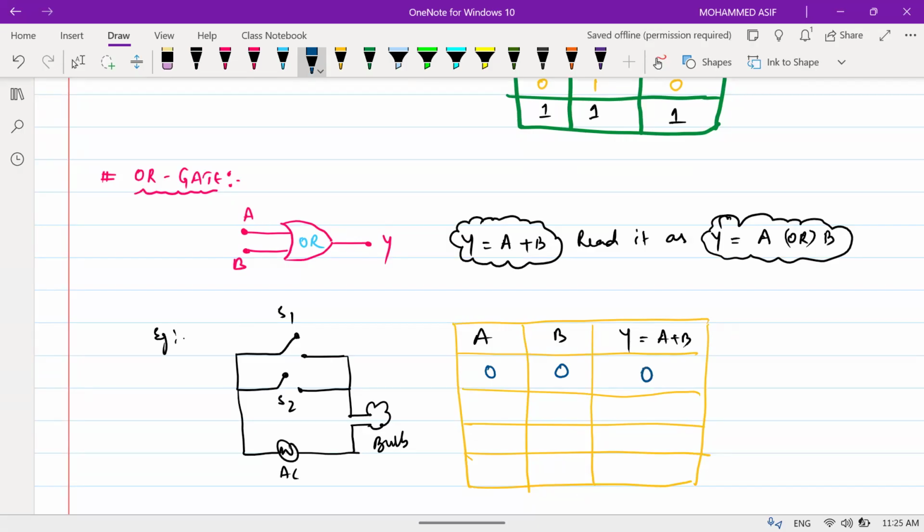If one is closed, that is, 1 and the other one is 0, and I close this one, is there a flow of current? Yes, from here there is a flow of current. It will directly go through this path and the bulb will glow. There is a complete circuit like this, so the output will be 1. In the second case, this one is also closed, so with 0 and 1, in this case also the output is 1. When both of them are closed, 1 and 1, even in that case there is a flow of current.